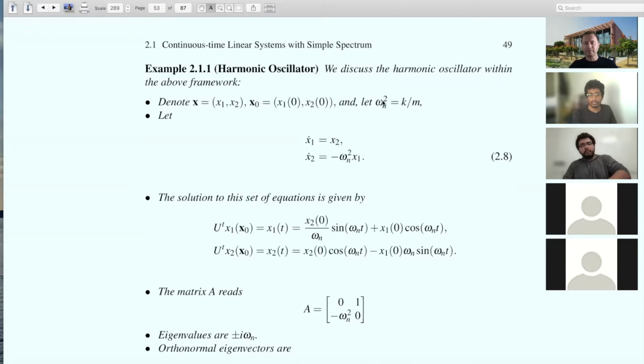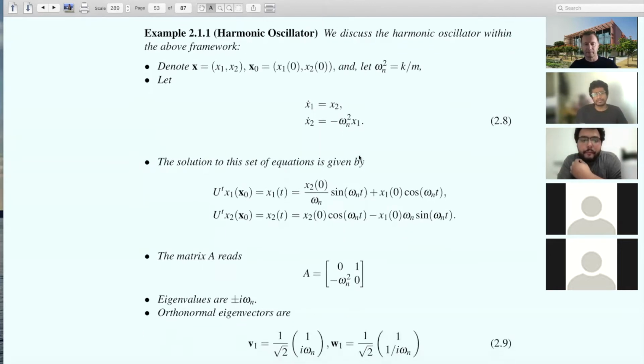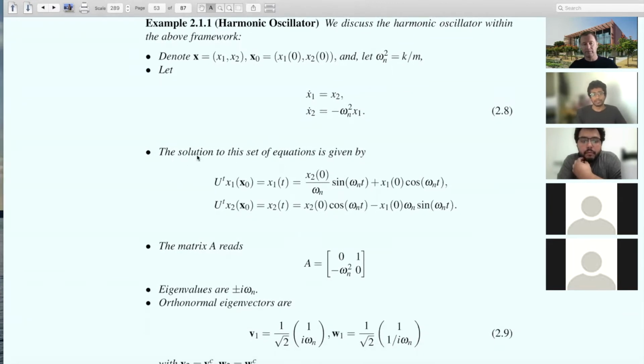And if we define omega n, the natural frequency, squared as being K over M, we get the system x1 dot is x2 and x2 dot is minus omega n squared x1. So it is well known that the solution of this set of equations is given by these harmonic expressions. So they're functions of sine of omega n t and cosine omega n t, the initial conditions x2 and x1, and the natural frequency omega n defined here.